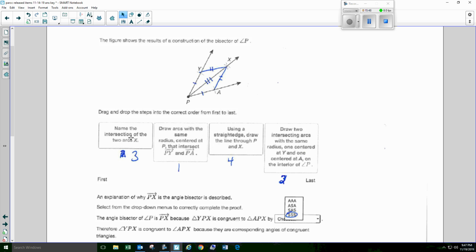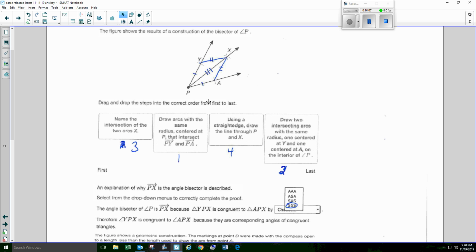3, name the intersection of those two arcs X. Here's the X right here. So this had to come after you drew the two arcs. So 1, 2, 3. And lastly, you go ahead and take your straight edge and connect P through X to get your angle bisector. Okay.